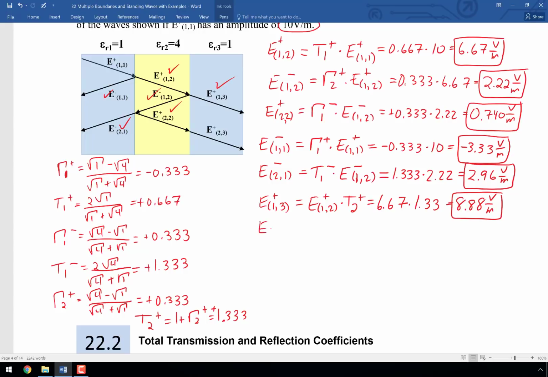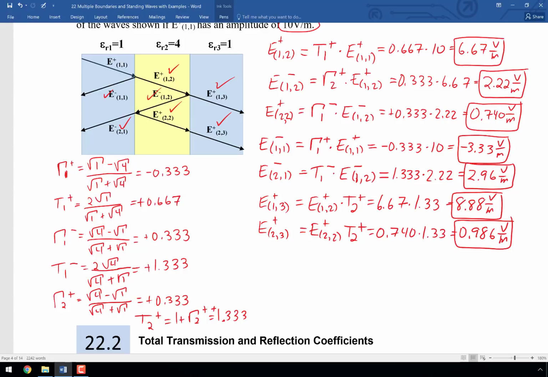And then I've got E sub 2 comma 3 in the plus direction. That's equal to E sub 2 comma 2 in the plus direction times T sub 2 in the plus direction, which is equal to 0.740 times 1.33 gives me 0.986 volts per meter. So we've calculated the strength of each of those 1, 2, 3, 4, 5, 6, 7 waves. And we could, of course, continue. We could keep going.